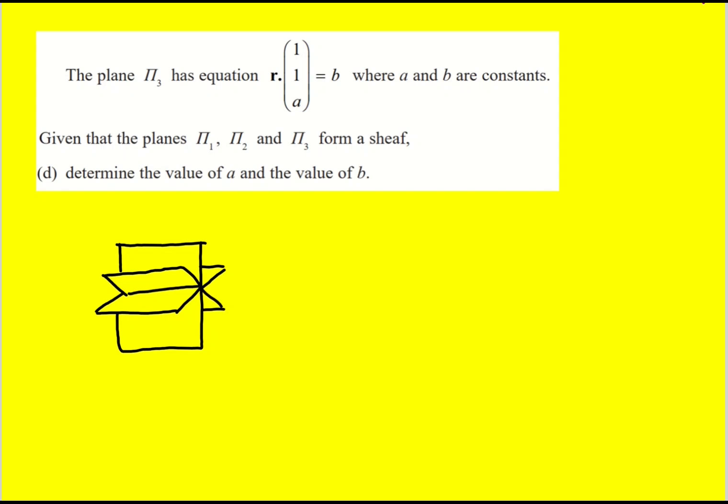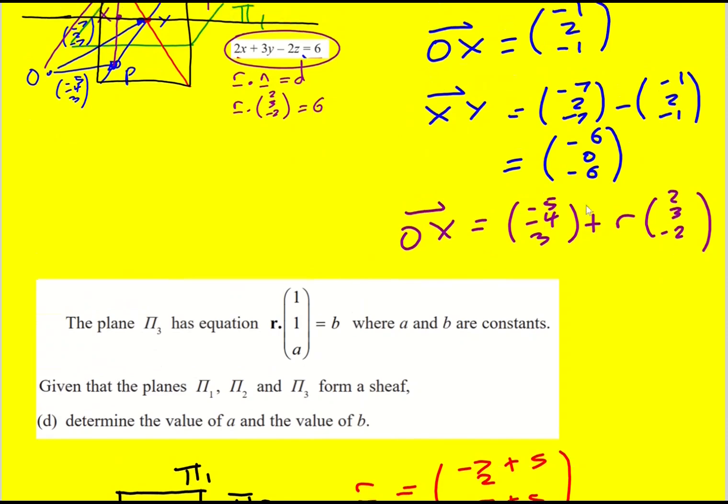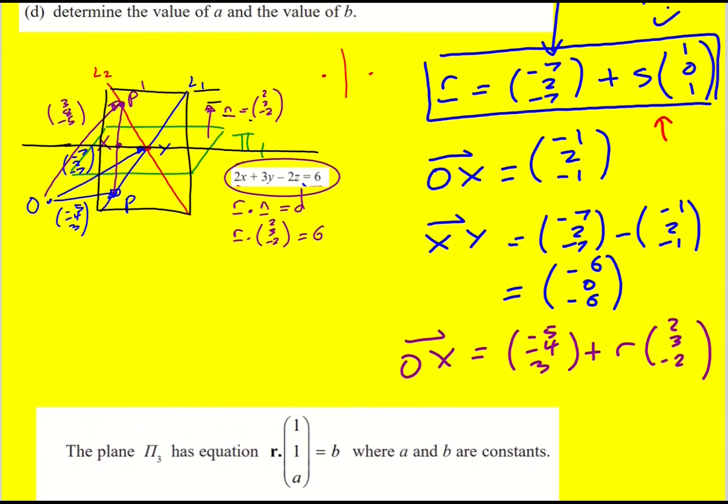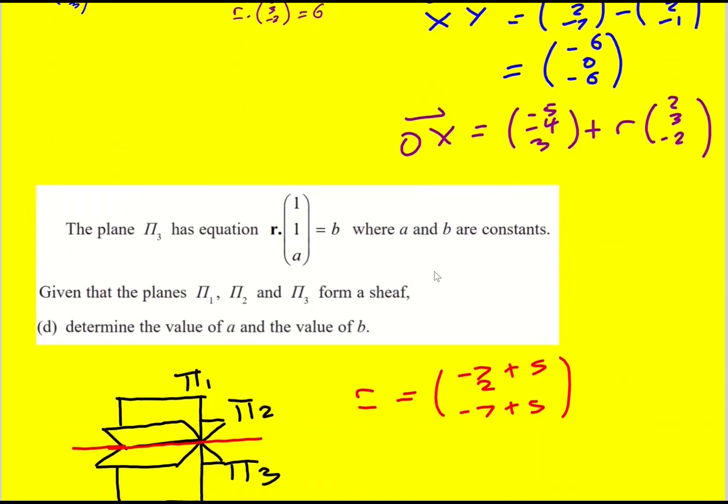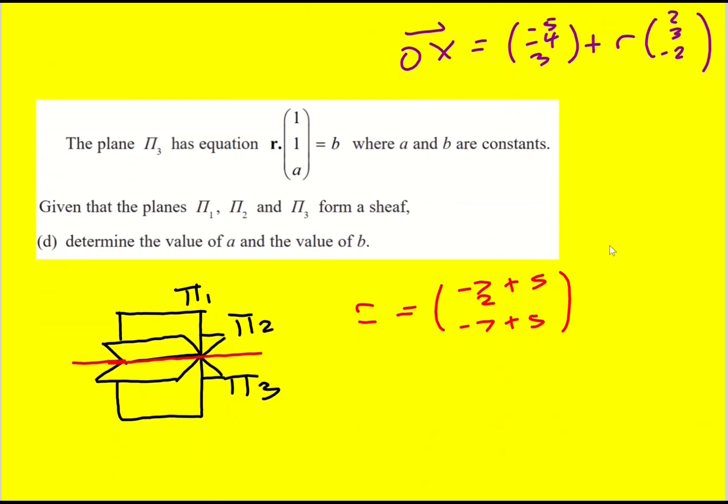So we're getting this kind of set up. We might have pi1 here, pi2 here, and then this one would be pi3. So we've got that line that we've just found that went through two of the planes, but actually it goes through all of them, which means we've got our r, which I'm now going to write just as (-7, 2, -7) plus s(1, 0, 1). That's just a different way of writing what I had here. So that is the line.